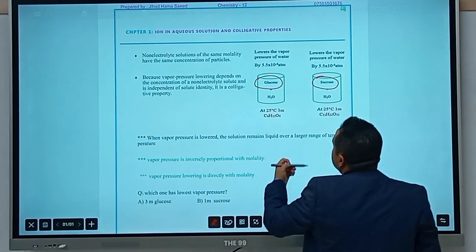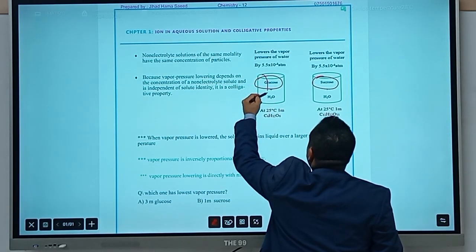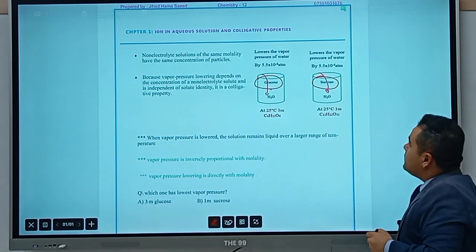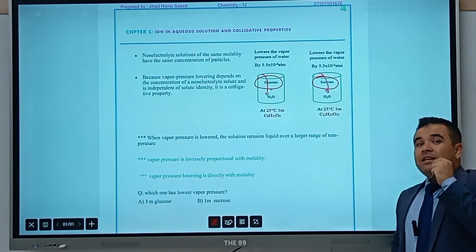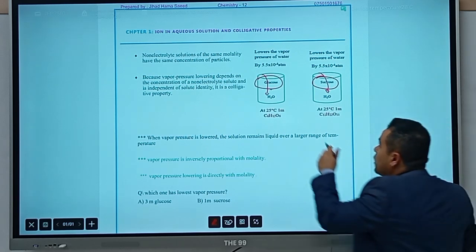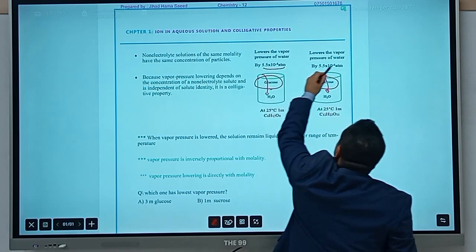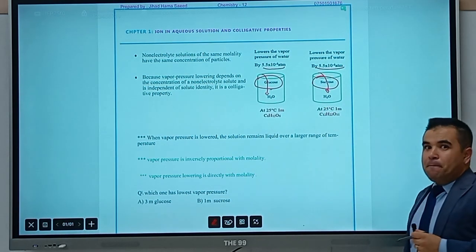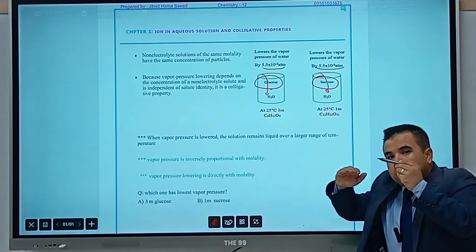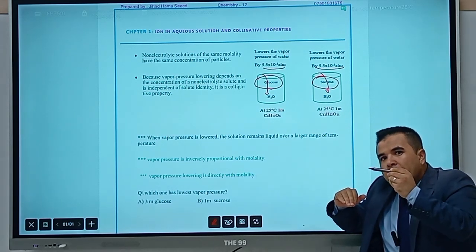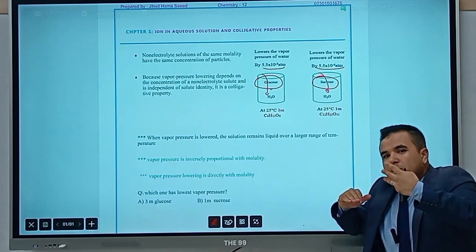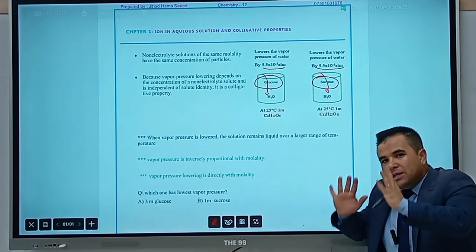but as we add 1 molar of glucose into water and 1 molar of sucrose into water, they lower the vapor pressure by the same degree, by the same amount, which is 5.5 × 10^-4 atm. So 1 molarity lowers it by 5.5 × 10^-4 atm. 2 molarity twice, 3 molarity triple, 4 molarity fourfold, and so on.